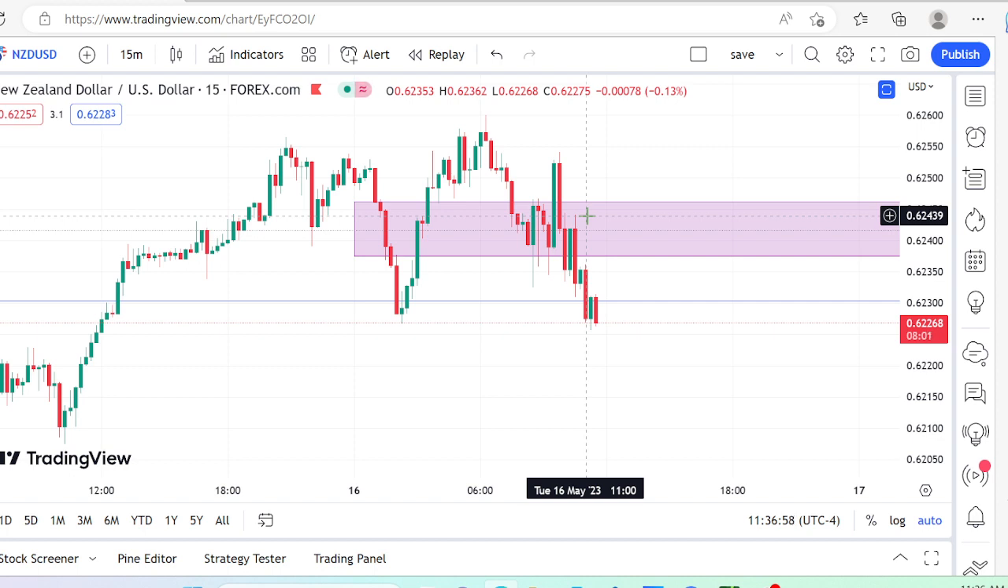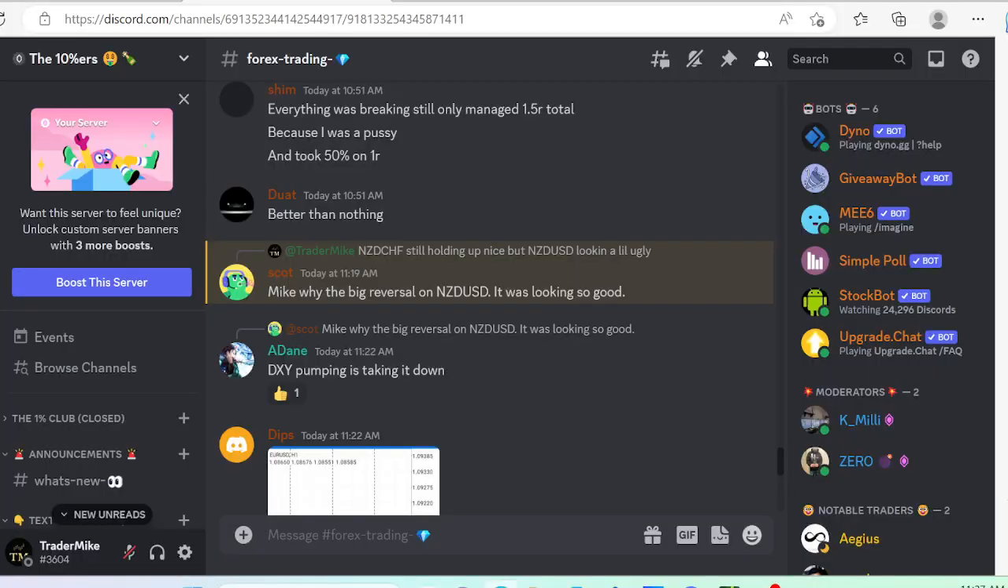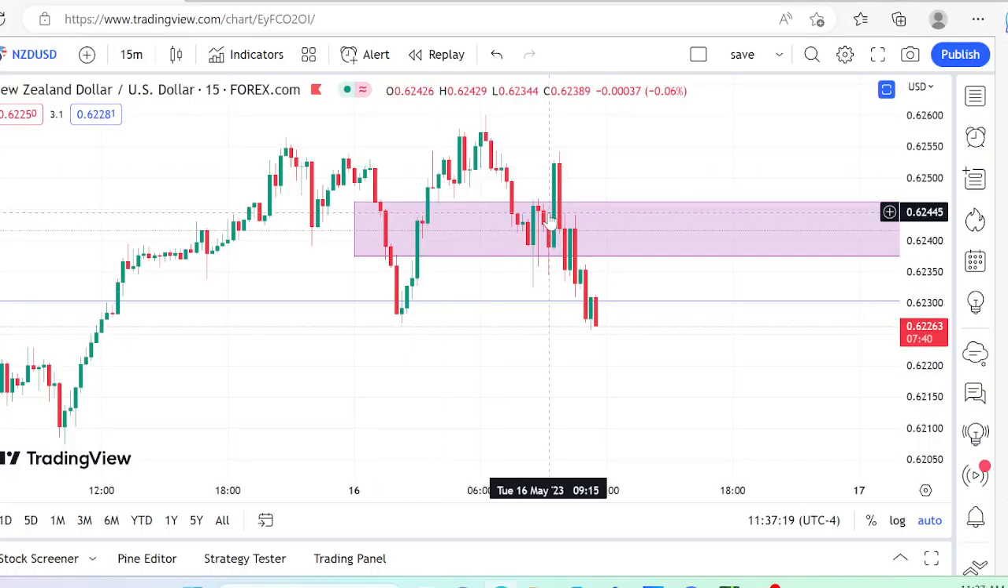Number two, there was no institutional price level in here. What are our institutional price levels? 00, 20, 50, 80. Again, 00, 20, 50, 80 are your institutional price levels. It's always best if you have those institutional price levels in there. But guess what? Why the big reversal? Those are a couple reasons, like I said, that could have contributed.